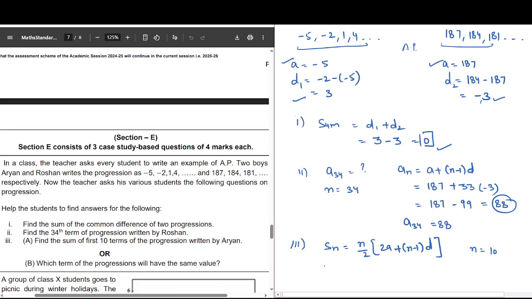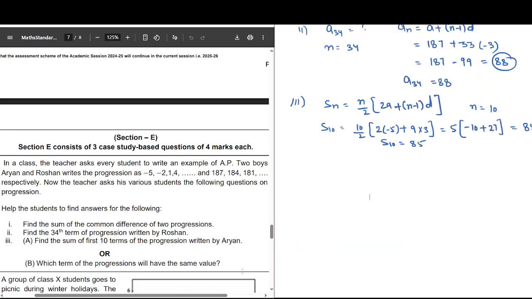So we will put the values: S10 equals 10 by 2, 2 into -5 plus 10 minus 1, 9, into 3. So when we solve, we are getting -10 plus 27. So when you simplify, we are getting 85. That means the sum of the first 10 terms of the progression given by Aryan is 85.